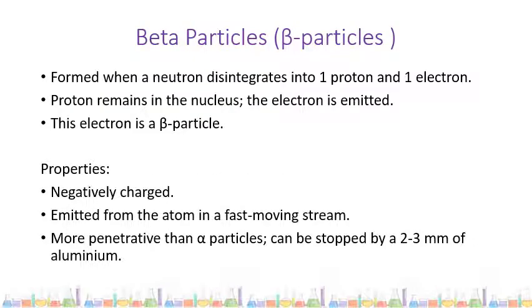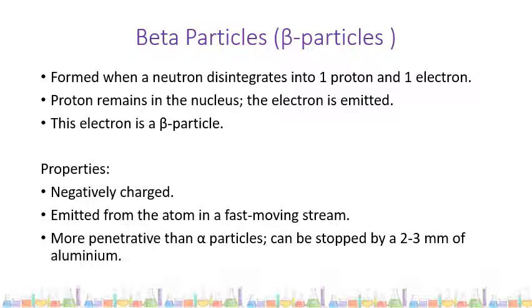Beta particles are formed when a neutron disintegrates, producing one proton and one electron. The proton can remain in the nucleus, but the electron is emitted. This electron that's emitted is our beta particle. So our properties: it's negatively charged because it's comprised of one electron. It's emitted from the atom in a fast-moving stream, so it's faster moving than alpha particles.